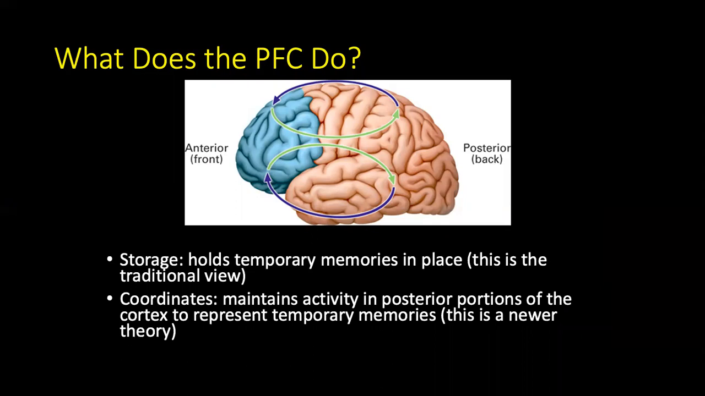But another view is that it's coordinating. It's maintaining activity in kind of posterior portions of cortex that represent those temporary memories, right? So it could be parietal or temporal areas, right? So the maintenance is that storage, but also working with other areas. And that's a little more of a newer theory that people work with at this point. But it's really unclear, right, whether it's storage or coordination.